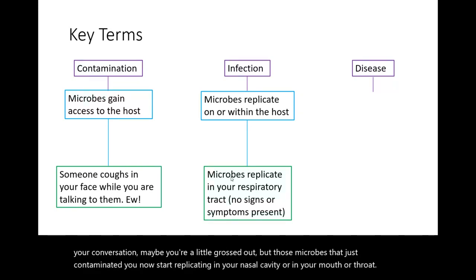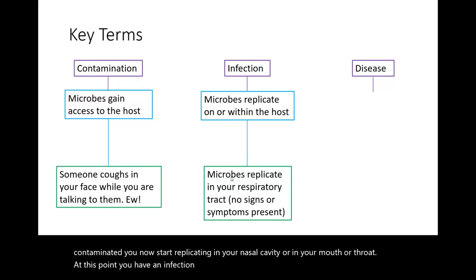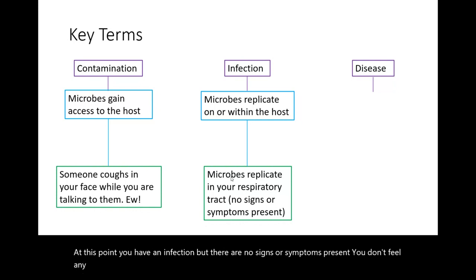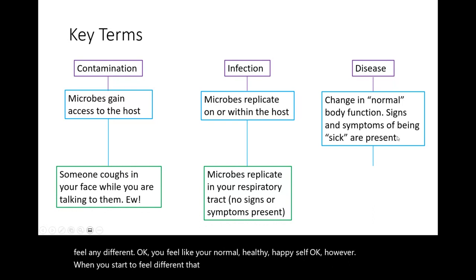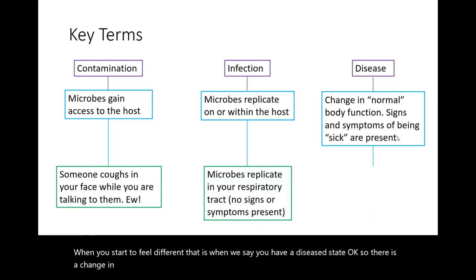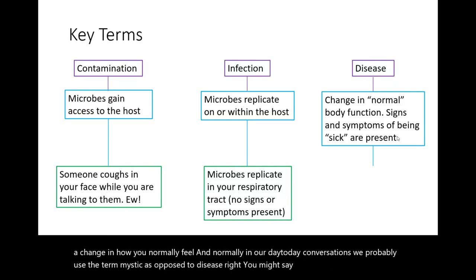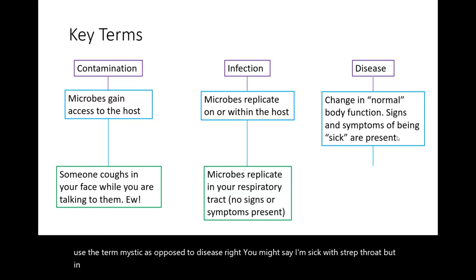At this point, you have an infection, but there are no signs or symptoms present. You don't feel any different, okay? You feel like your normal, healthy, happy self, okay? However, when you start to feel different, that is when we say you have a diseased state. Okay, so there is a change in how you normally feel. And normally in our day-to-day conversations, we probably use the term sick as opposed to disease, right? You might say, oh, I'm sick with strep throat. But in microbiology, that is a diseased state.